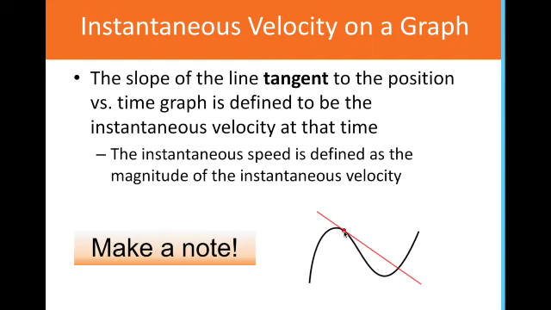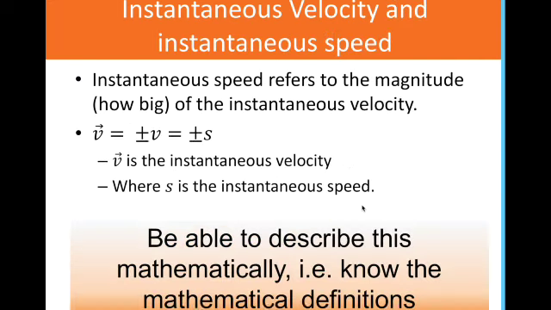So the tangent line is the one that only touches the curve at one point, and we assume that the line perpendicular to that is perpendicular to the slope at that particular point. That's the definition of the tangent. If you forgot what the tangent is, go recap it, read it up on Wikipedia, look it up. So now we're looking at the instantaneous velocity and the instantaneous speed.